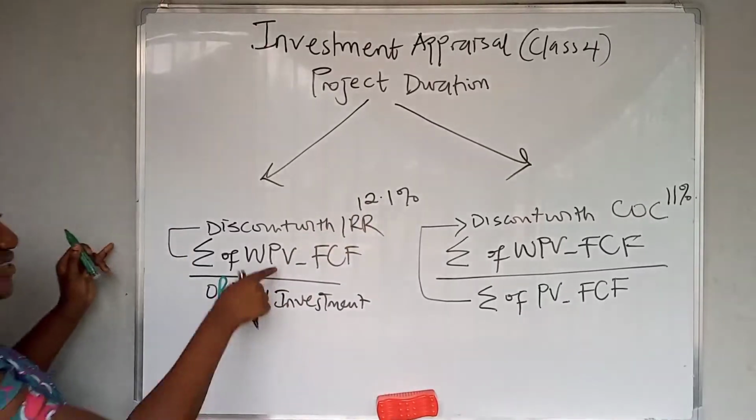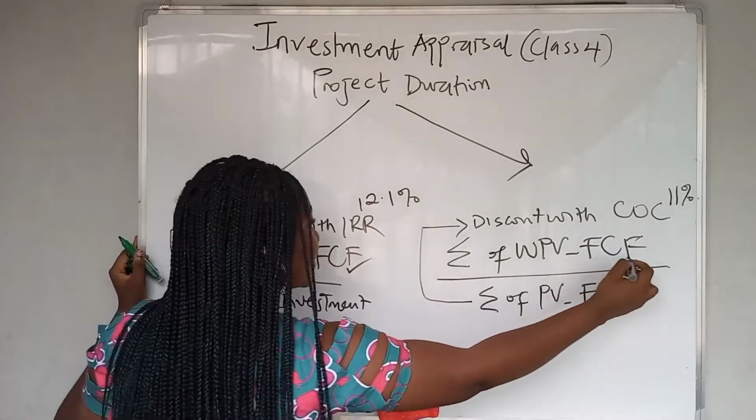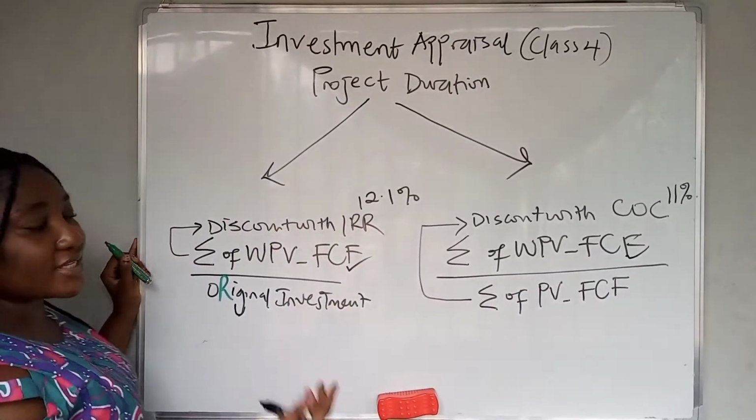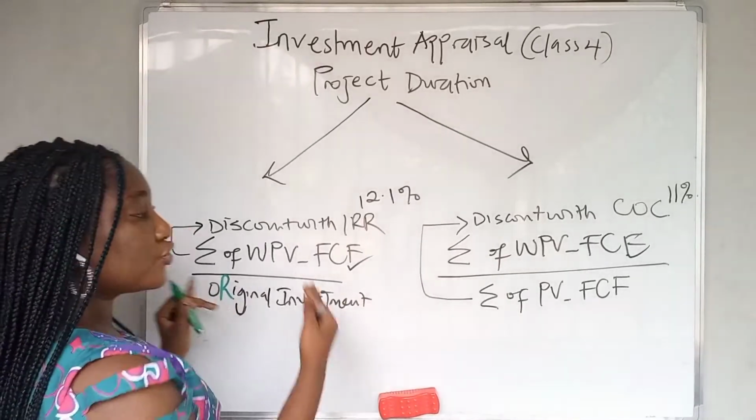Okay, so you can see that the numerators are the same. It's the denominator that is different. And how do you know which formula to use? How do you know which formula to use?